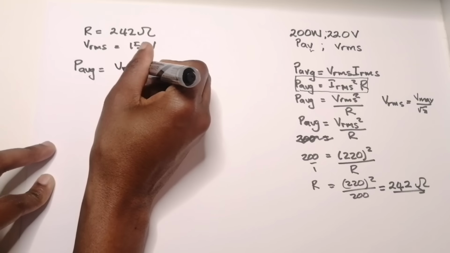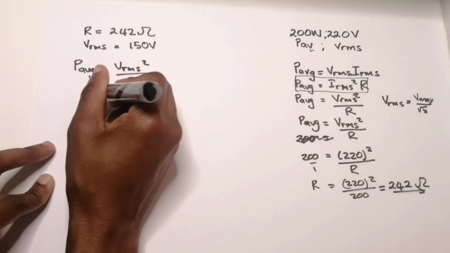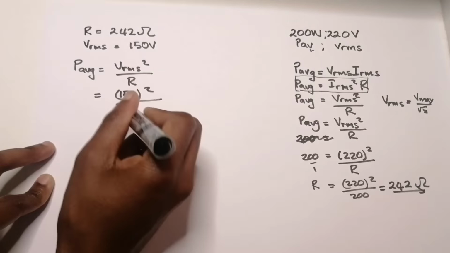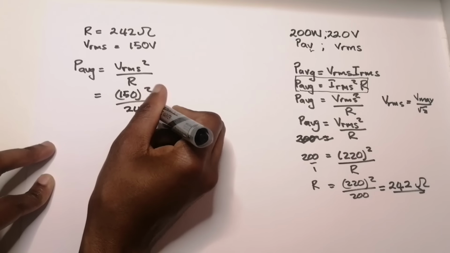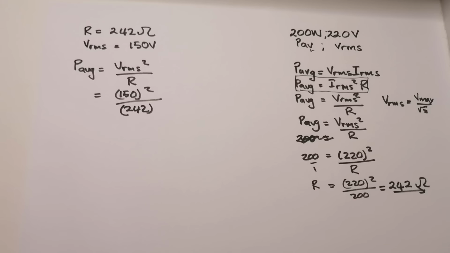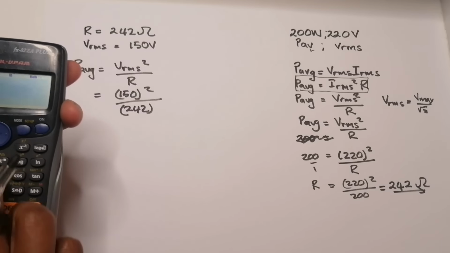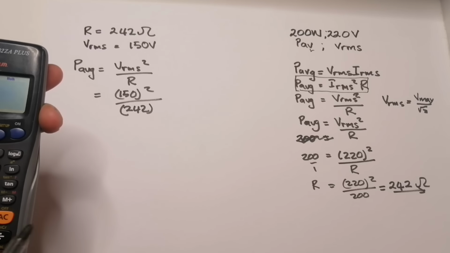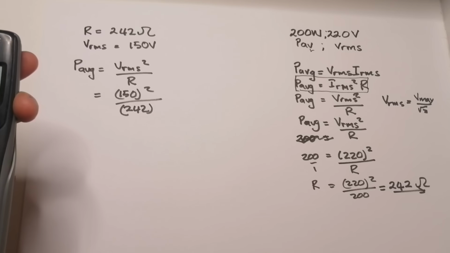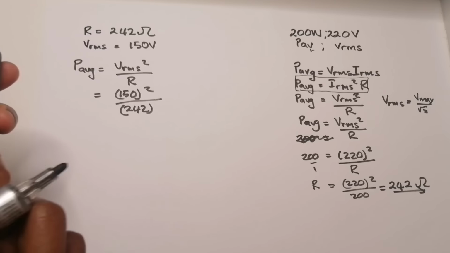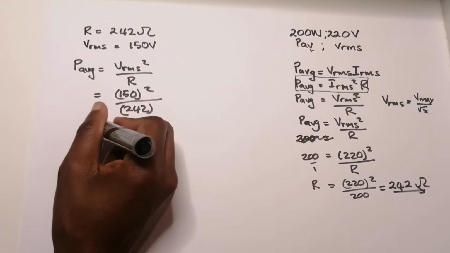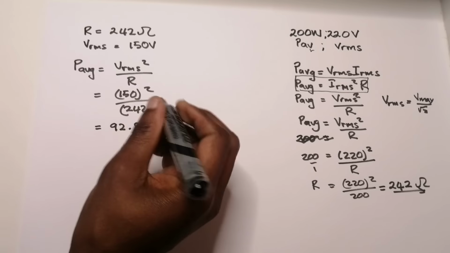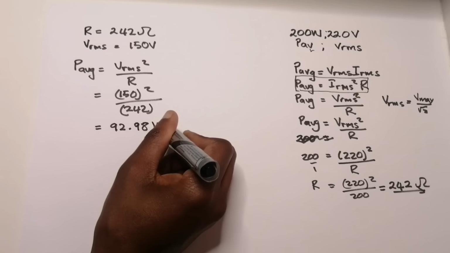So this is VRMS squared divided by R. Now my VRMS is 150, squared, divided by R, which is 242. Please remember, that does not change. So 150 squared divided by 242. I get 92.97, so let's say 98 watts.